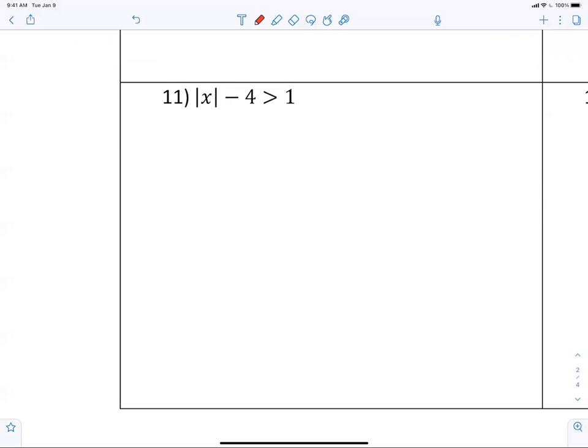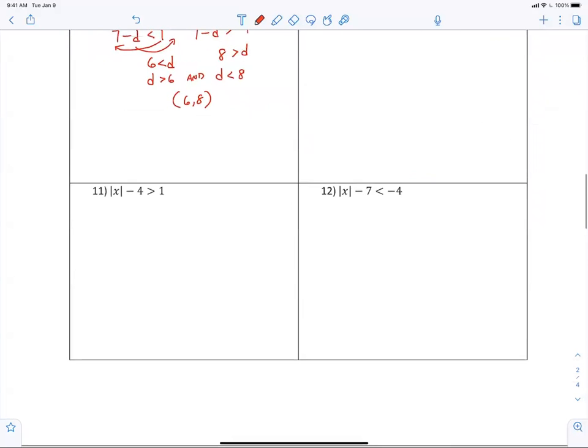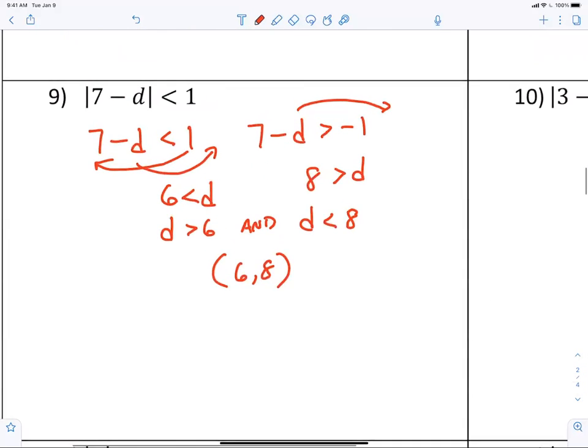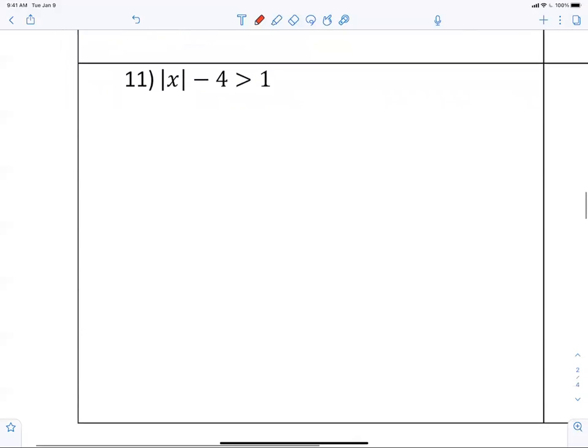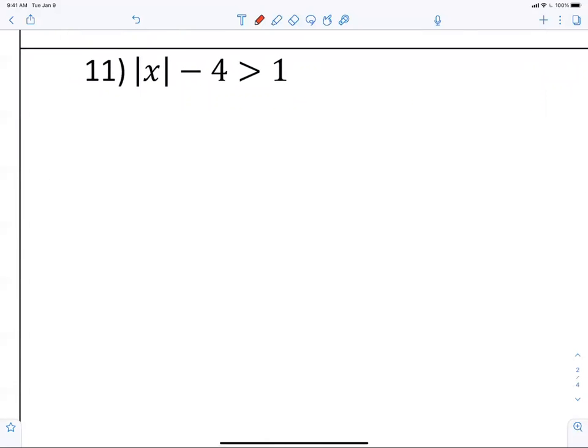Why would you isolate that one and not the other ones? The other ones are isolated. There's nothing around the absolute value, right? So here we go. Adding 4, as someone so perfectly stated. Absolute value of x is greater than 5. So now we know x is greater than 5, x is less than -5.